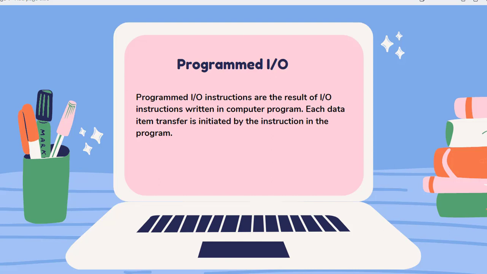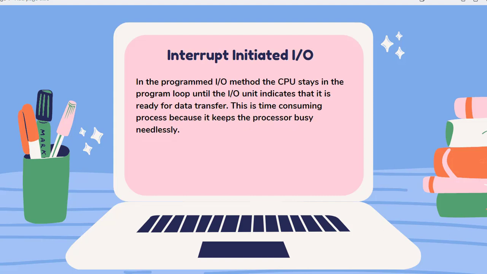In the programmed I/O, instructions are the result of I/O instructions written in the computer program. Each data item transfer is initiated by an instruction in the program. And usually, the program controls data transfer to and from the CPU and the peripheral. Transferring data under programmed I/O requires constant monitoring of the peripherals by the CPU.